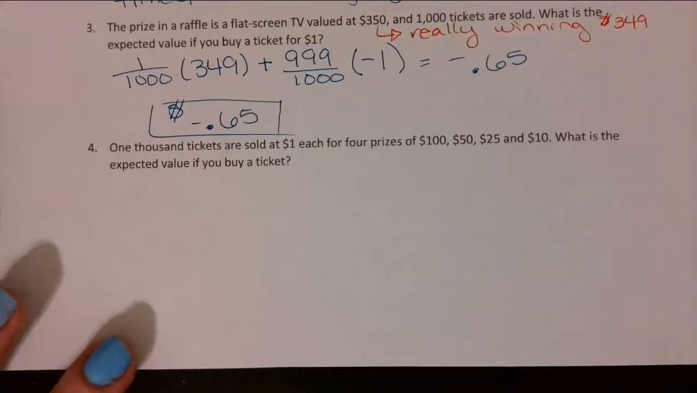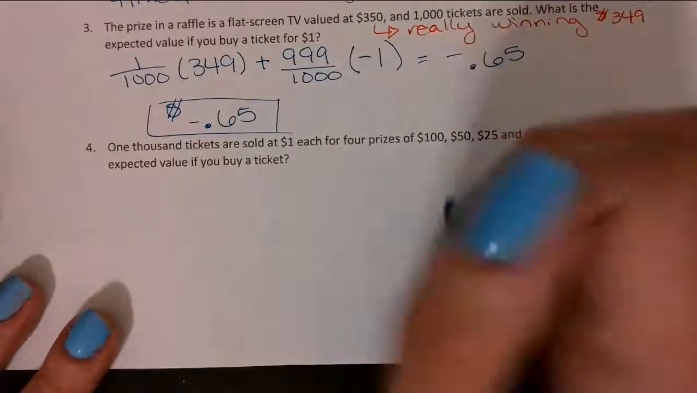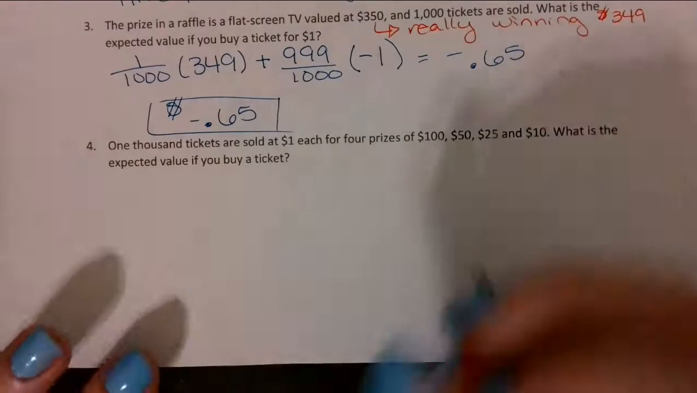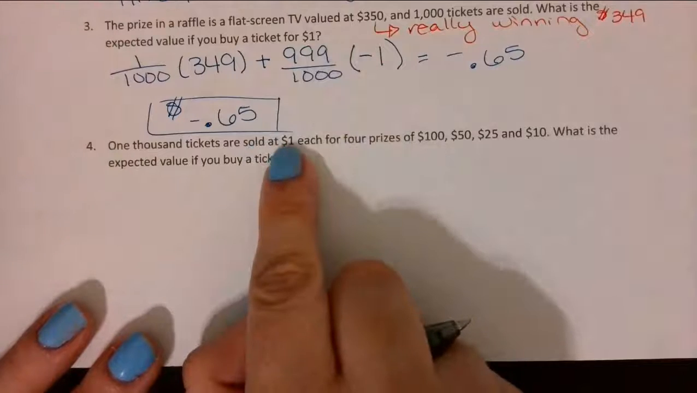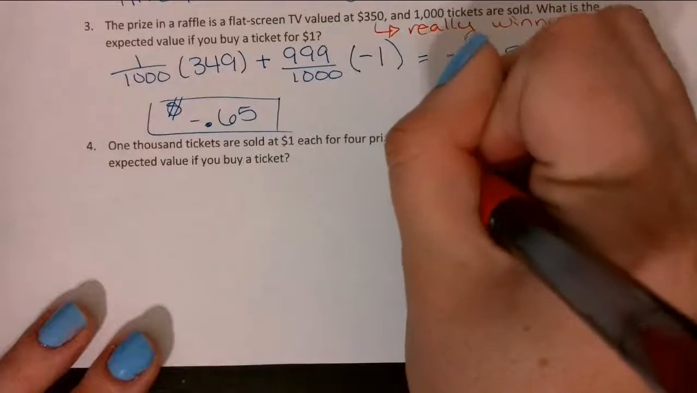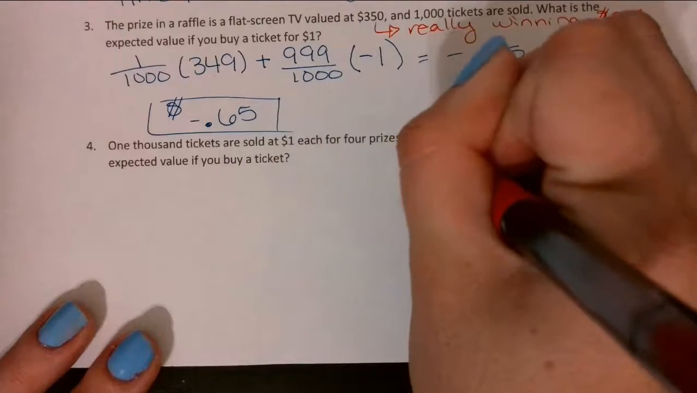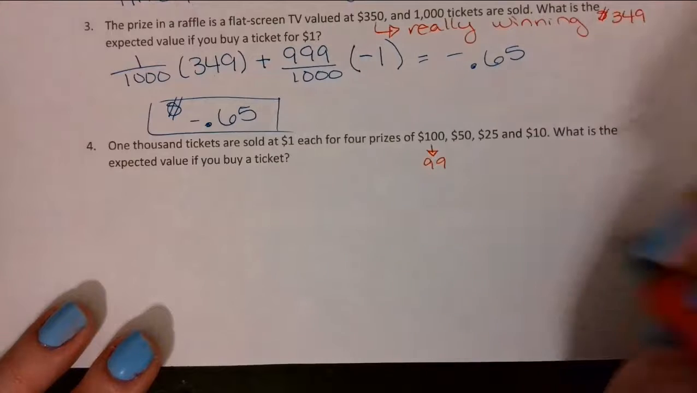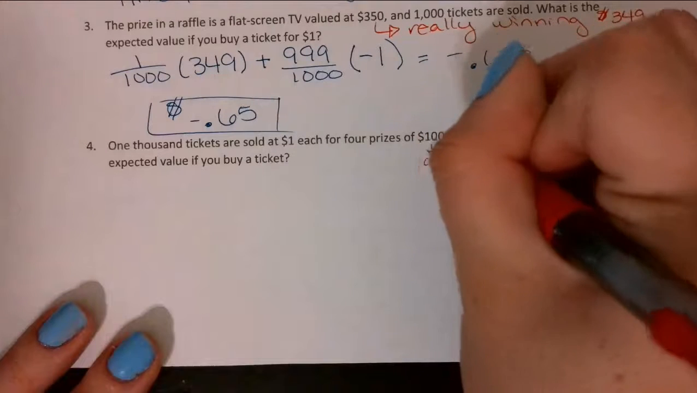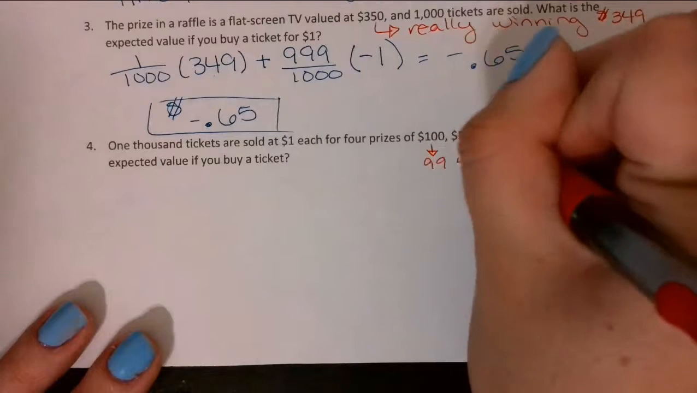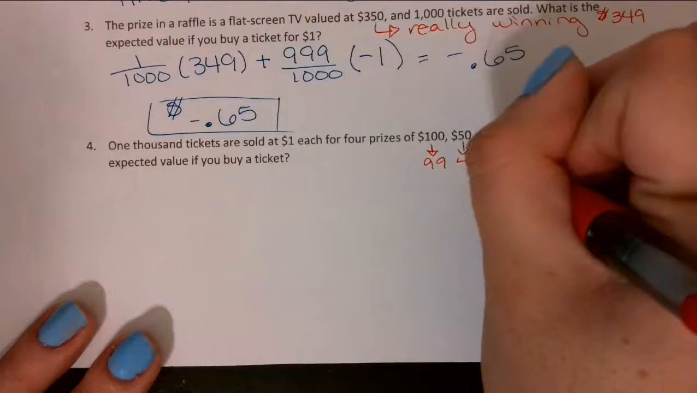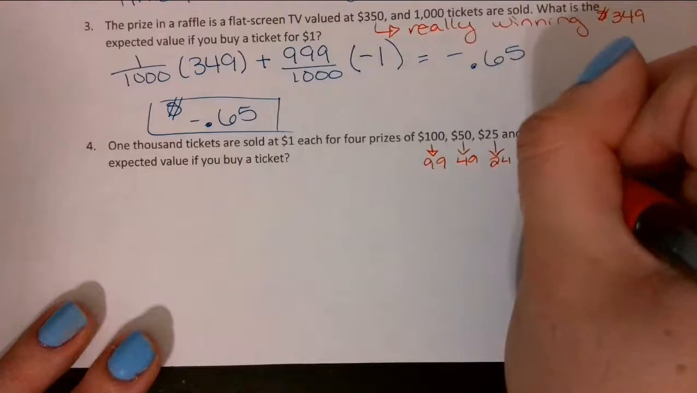Okay, number 4 is similar, but in this instance, there are 4 different prizes I can win. So each of these, since I'm paying $1 for the ticket, is going to be $1 less. So if I win the 100, I really win $99 because I paid $1 to get that. The 50, I get 49. 25, I get 24. And 10, I get 9.